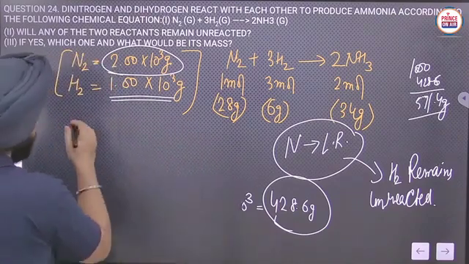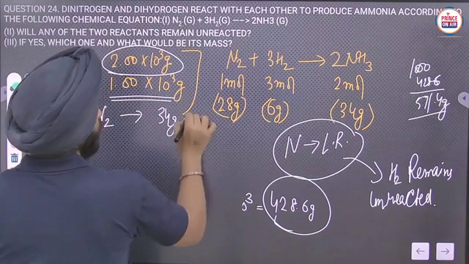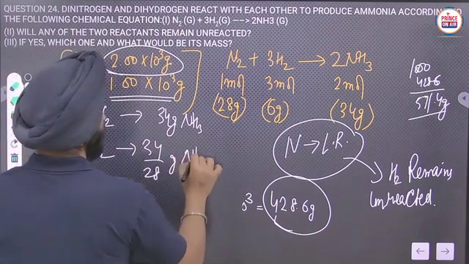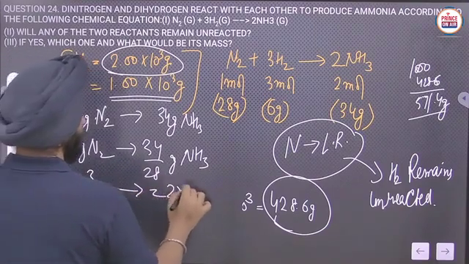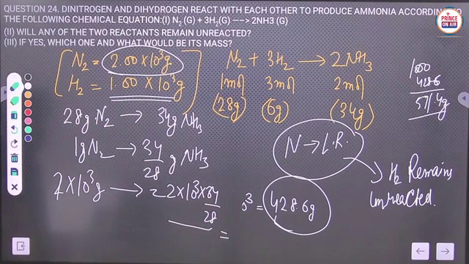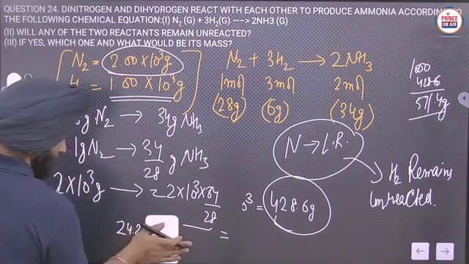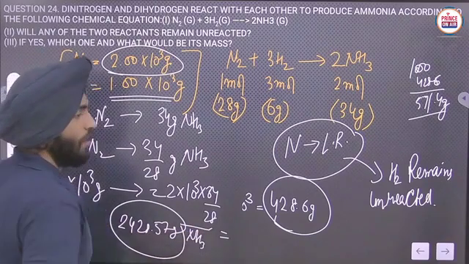See, 28 gram of nitrogen will form 34 gram of ammonia. 1 gram of nitrogen will form 34 upon 28 gram of ammonia. 2 into 10 raised power 3 gram of nitrogen will form 2 into 10 raised power 3 into 34 upon 28. Just solve this value, you will get the amount of ammonia, that will be equal to 2428.57 gram of ammonia. Okay, clear?